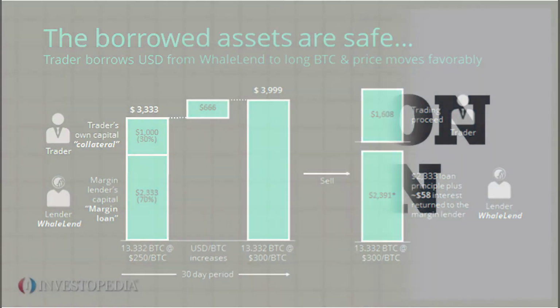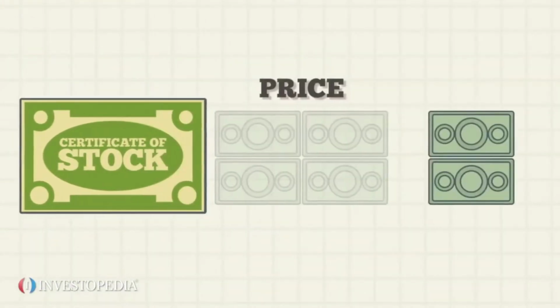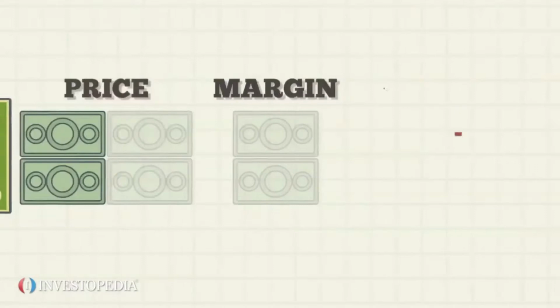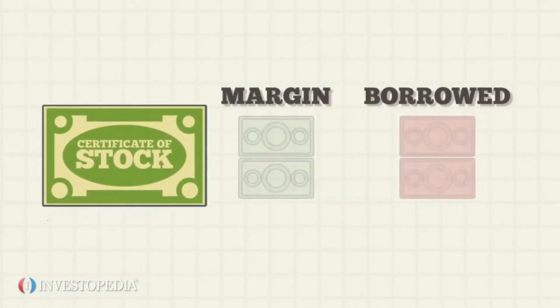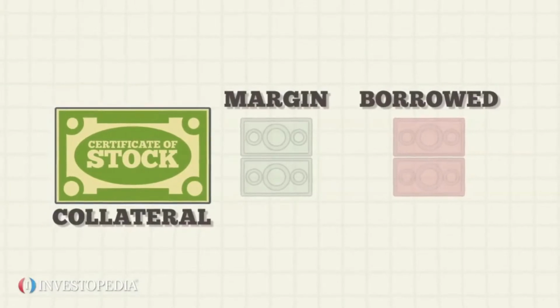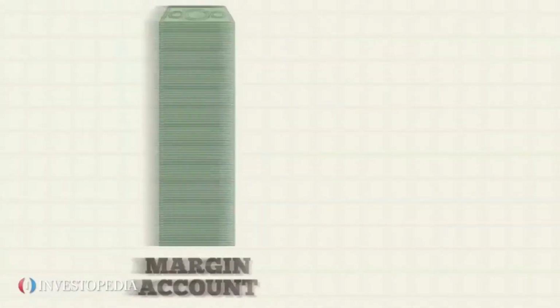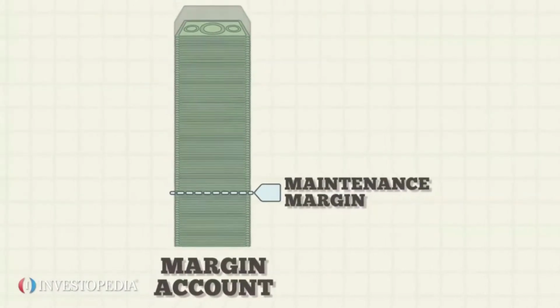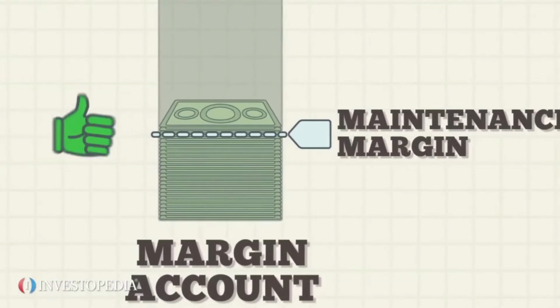When an investor buys on margin, he or she pays a portion of the stock price, called the margin, and borrows the rest from a stockbroker. The purchased stocks then serve as collateral for the loan. Buying on margin requires a margin account with a broker, who then establishes the account's maintenance margin, which is the minimum amount of equity that must be maintained by the investor in a margin account.